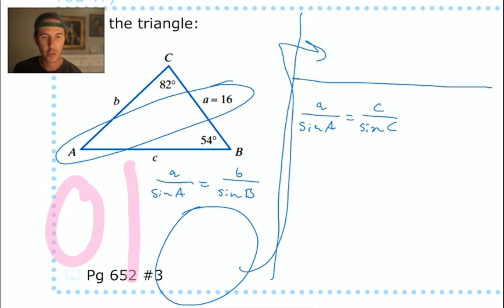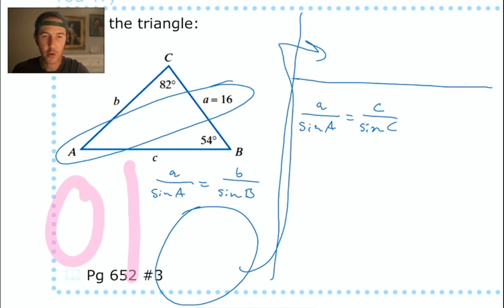Based on this diagram, which looks like it's pretty close to drawn to scale, don't ever assume that it's exactly drawn to scale, but in this one it looks pretty close. Let's see, just real quick. 180 minus 82 minus 54 is 44. So angle A is your smallest angle measure, which means it must be across from the smallest side, 16. Now 54 degrees is just slightly larger than that. So side B should be slightly larger than 16.